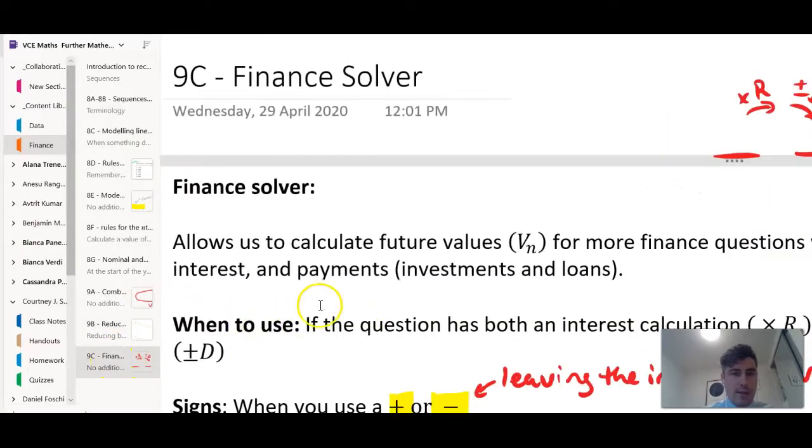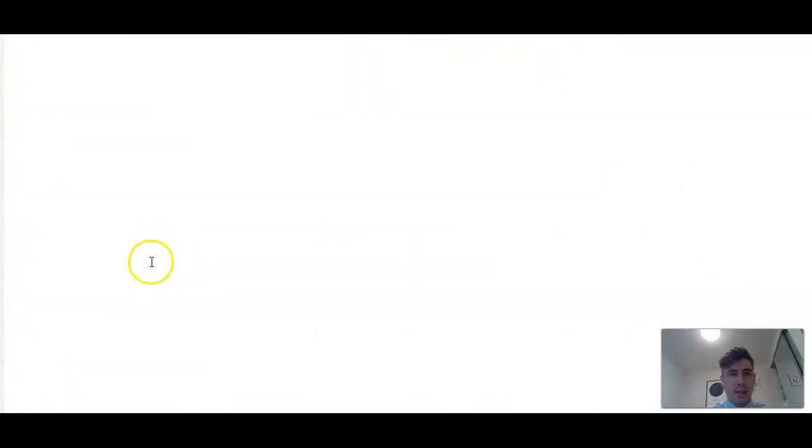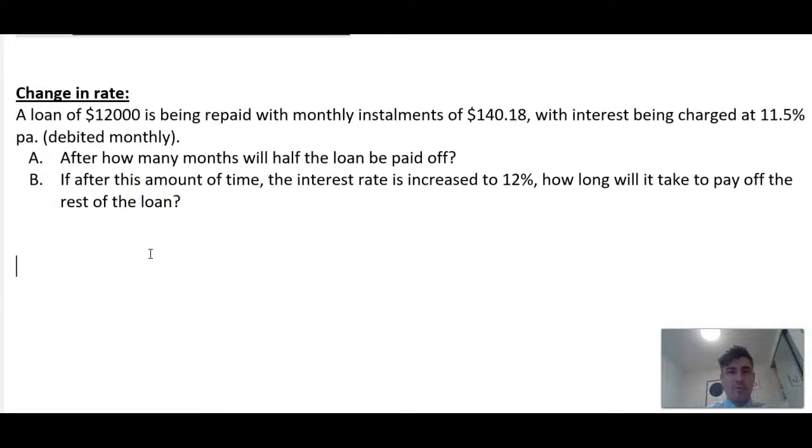If I look at the changing of the rate, first of all, which is the most common one to look at. So let's look at this loan here of $12,000. It's being repaid monthly with installments of $140.18 with an interest rate of 11.5, which is a kind of personal loan level of interest. So it's a bit higher than a mortgage, but it's only for $12,000. So this is something you'd get for maybe buying a car if you needed a loan for it. After how many months will half the loan be paid off?